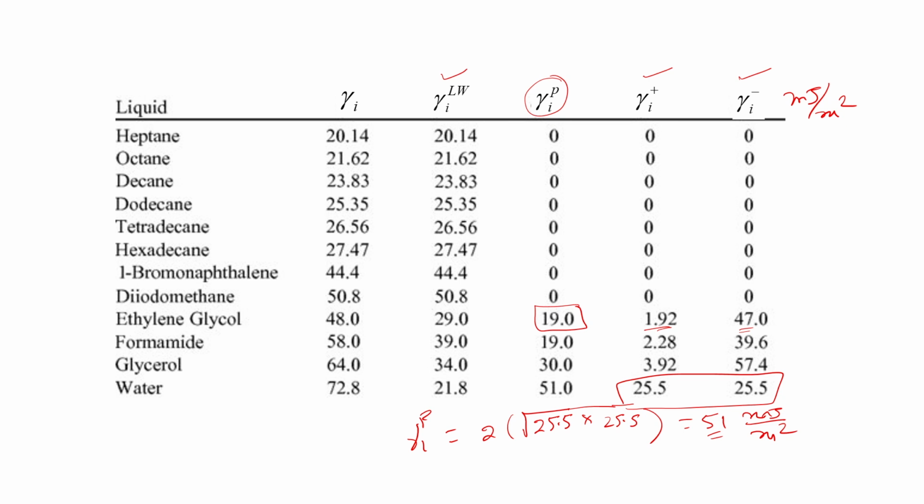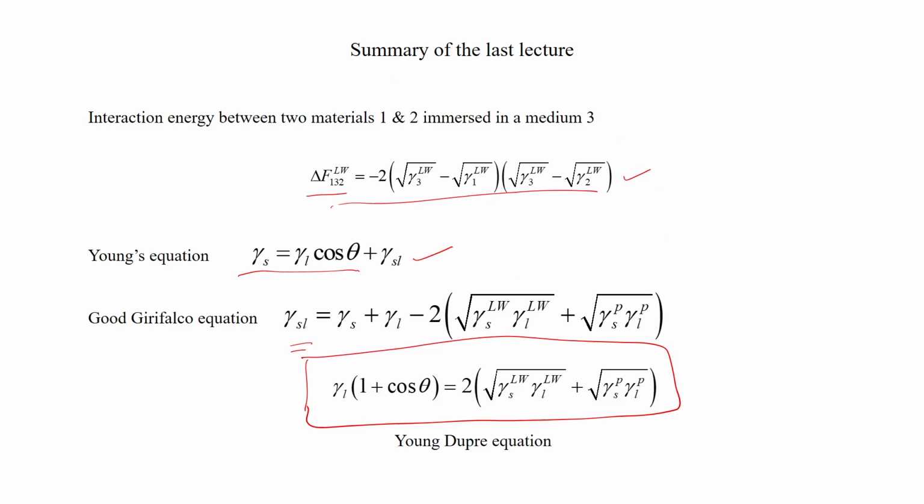So, what it means is that suppose you want to find out the Lifshitz-van der Waals component, gamma S LW, and gamma S plus and gamma S minus for a given surface. Then in order to find these 3 unknowns, you will require 3 different liquids. So, you have to write that equation, this equation over here.